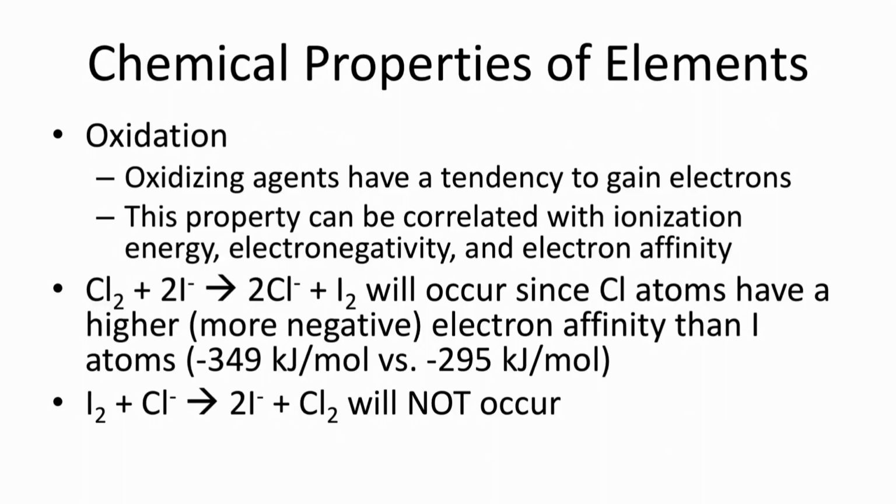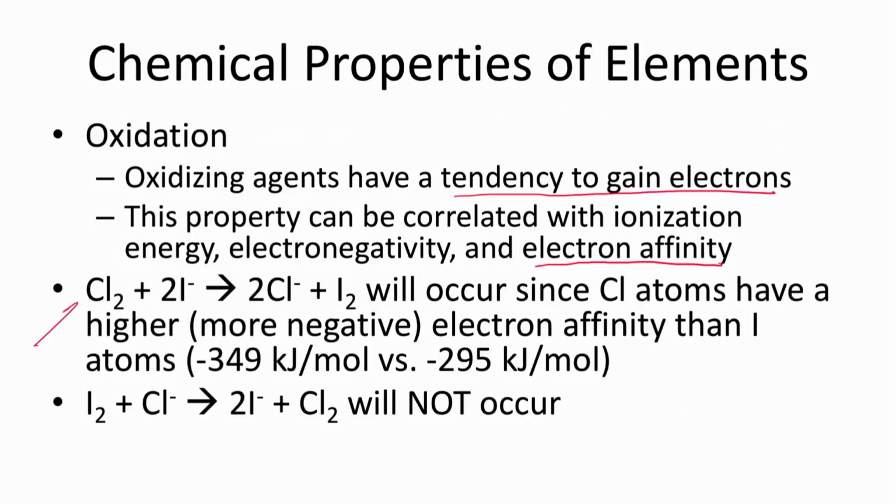Okay, so let's talk about different properties of different elements. For oxidation reactions, which is the opposite of reduction, most of these oxidizing agents have a tendency to gain electrons. And because we're gaining electrons, this sounds a heck of a lot like electron affinity. So the trend for oxidation is very similar to the trend for electron affinity. Things that have very high electron affinities are also very good oxidizing agents.